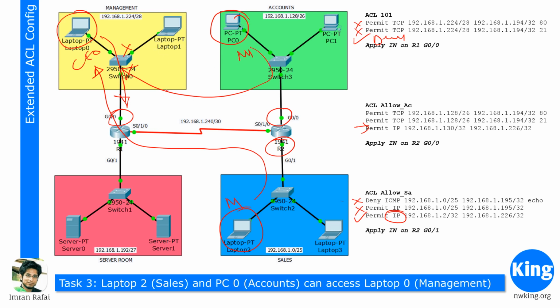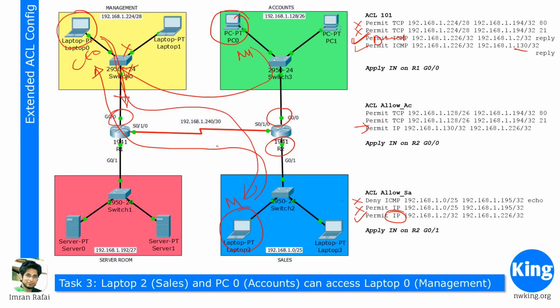So we need to put a permit statement in ACL 101 to let the echo reply out, right? So we say permit ICMP 192.168.1.226, which is laptop 0, going to 1.2, echo reply, let it pass, right? Similarly, we let traffic going to 130, which is PC 0, if it's an echo reply, please let it go through. Then this laptop 0 will be able to send the echo reply back, and when you do ping, it will successfully work. So that will complete our task 3.